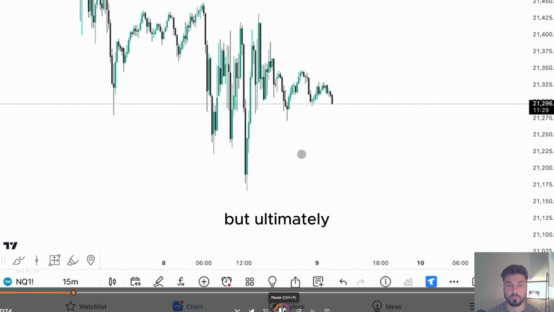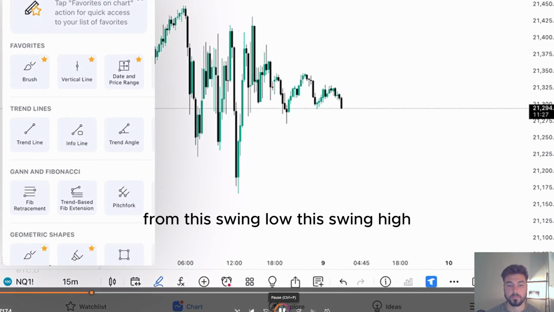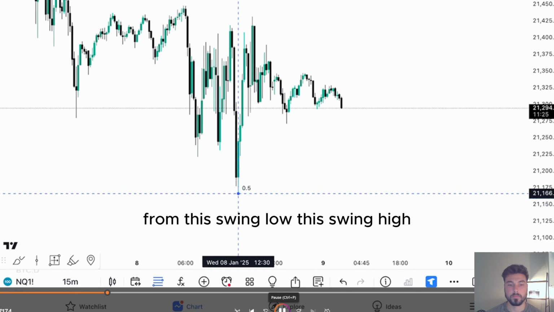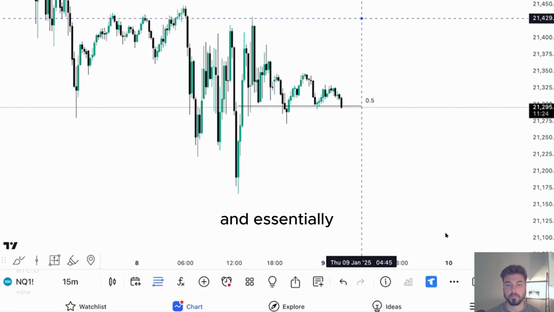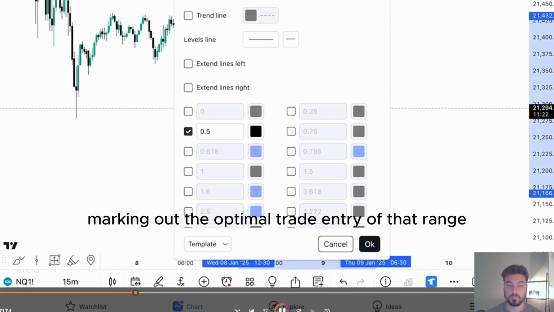Now, look at this. Look how choppy that is. But ultimately, what I'll be doing is drawing a fib from this swing low to this swing high. So I'm marking out what's called a dealing range here. This is a concept that ICT talks about all the time. A dealing range is really important when you want to use optimal trade entry and look for fair value gaps in premium or discount, and essentially be marking out the optimal trade entry of that range.